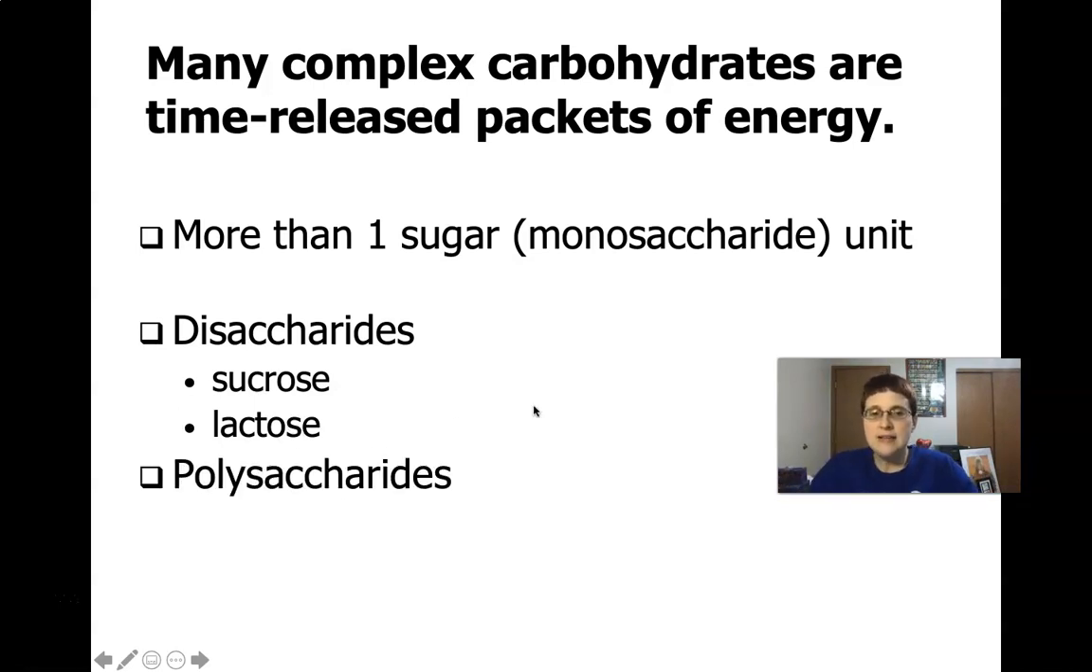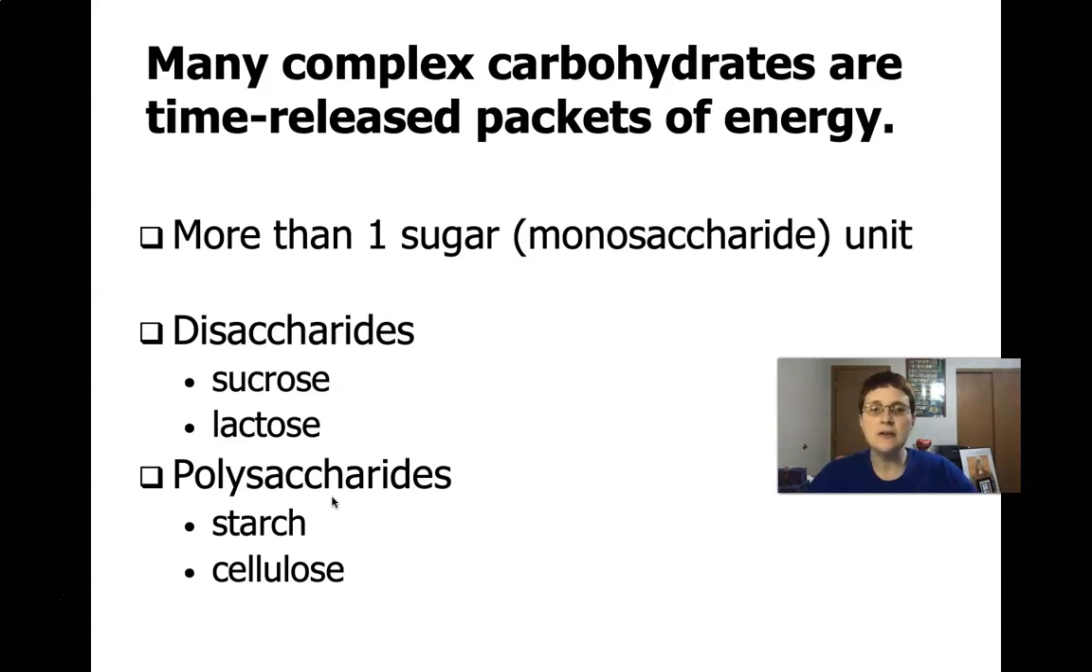Then there are the polysaccharides. These are also complex carbohydrates. These are the ones that you carb load with because these are the ones that contain starches. So your breads, your pastas, your rice, they contain starch and they've got tons of glucose in them. They're in big long strings. We'll see that in the next slide.